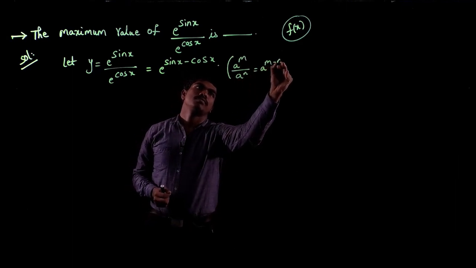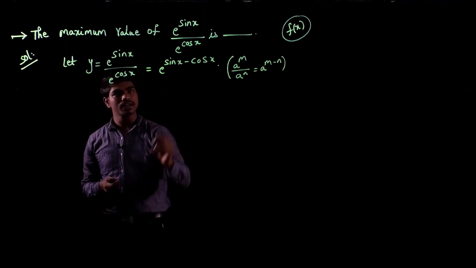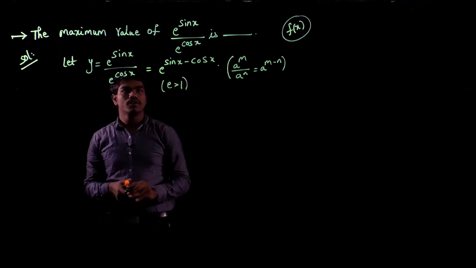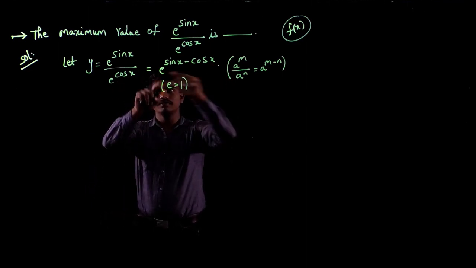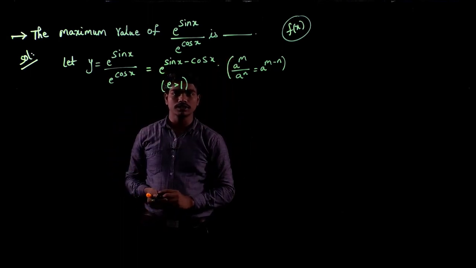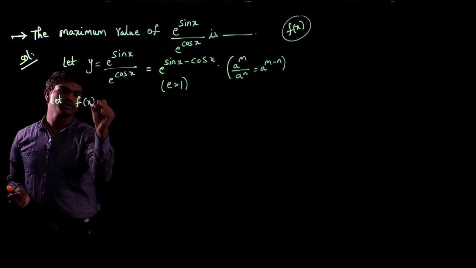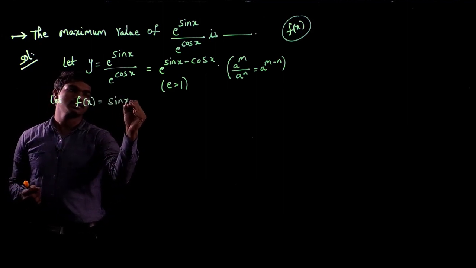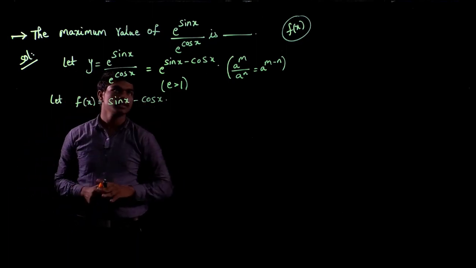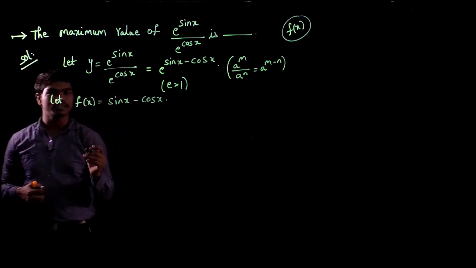this is the form. Now if you see, the value of e, as we discussed, is 2.71, and this value of e is more than 1, which means if you want to find the maximum of this complete function, it's enough if you find the maximum value of sin x minus cos x, correct? So let f of x be equal to sin x minus cos x. Now your main intention is to find the maximum value of this particular function, knowing which we can determine the maximum of this complete function.